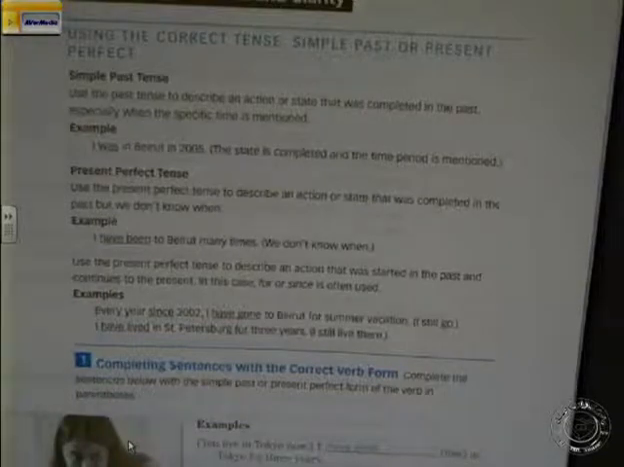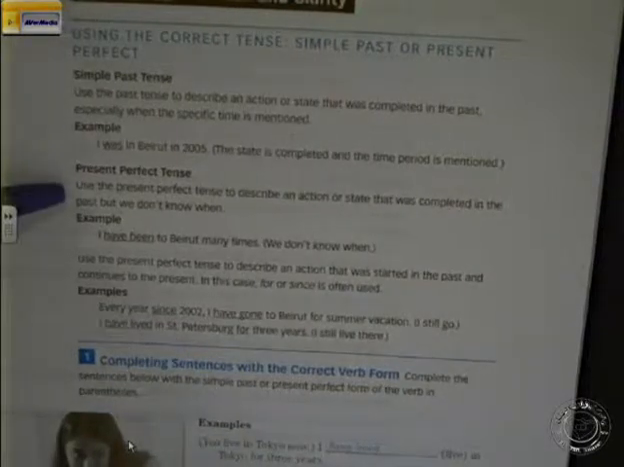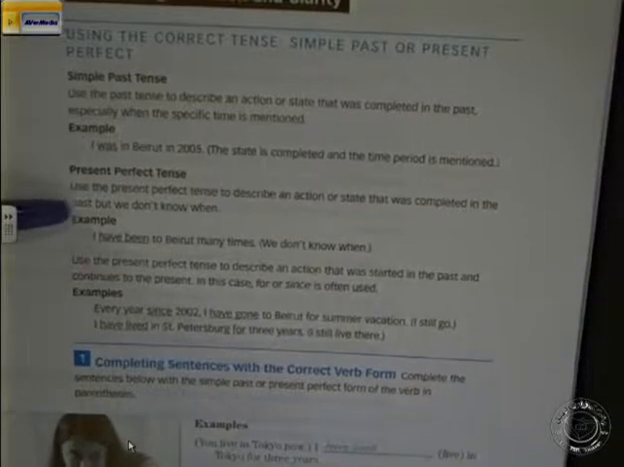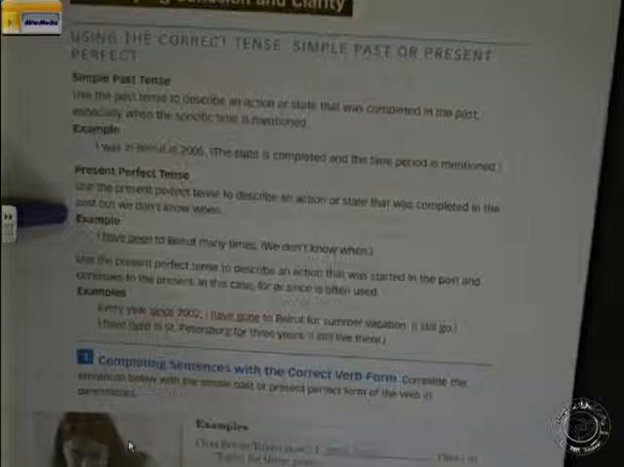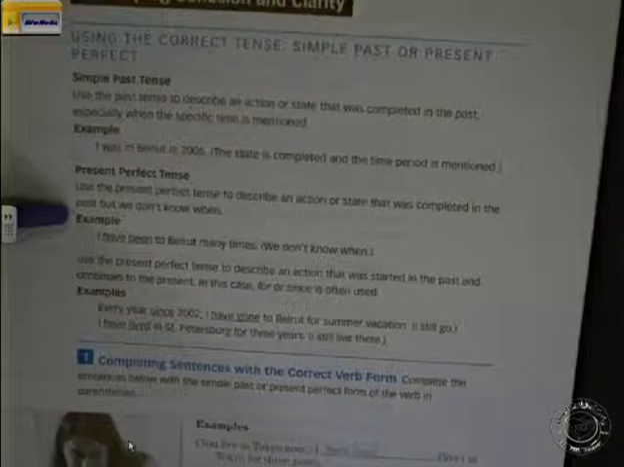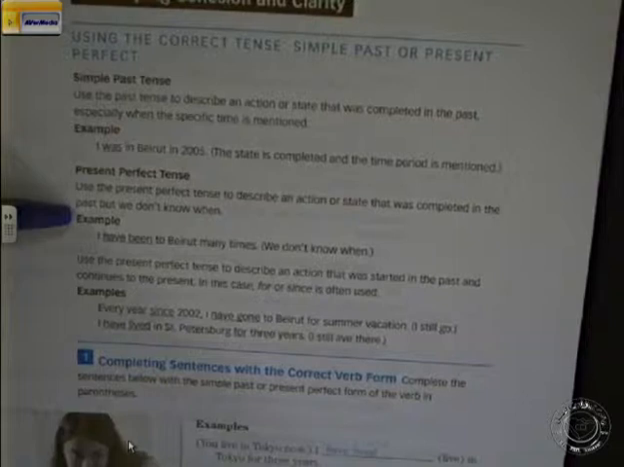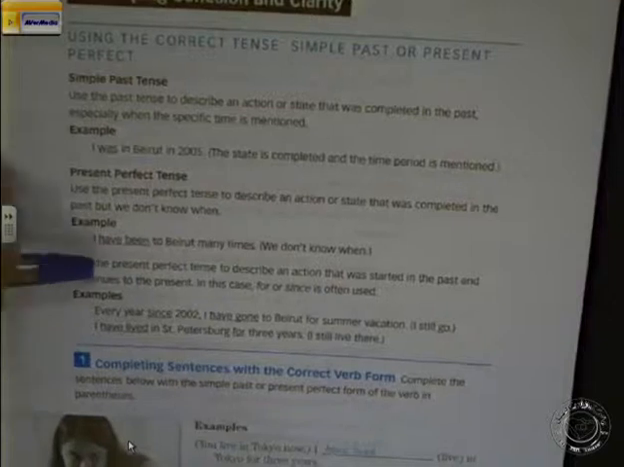Now let's compare that to the present perfect tense. Well, I have an objection to using the word tense here, but let's just call it the present perfect for the time being and leave out tense for a bit. So, use the present perfect to describe an action or state that was completed in the past, but we don't know when. So you know that there is this action that was completed in the past, but you don't know when exactly.